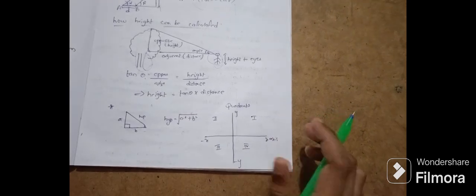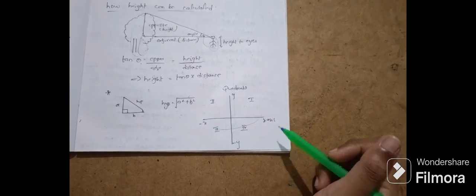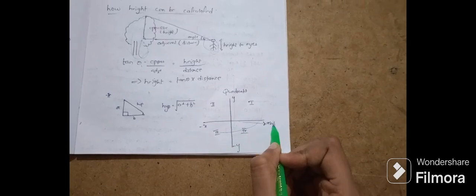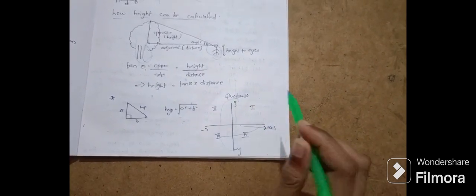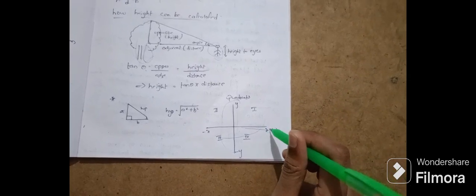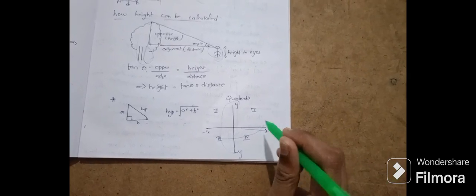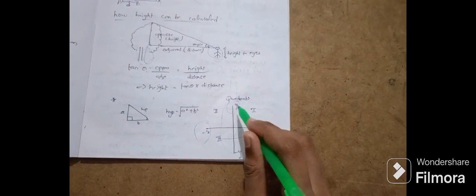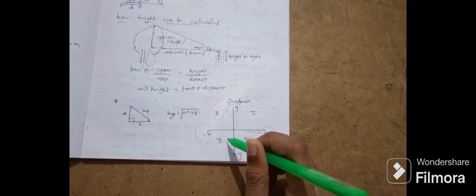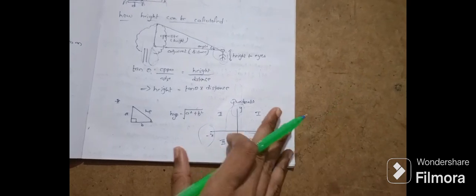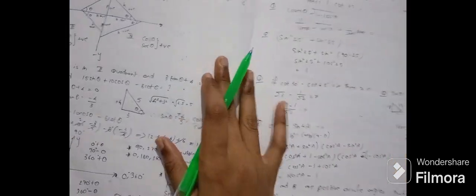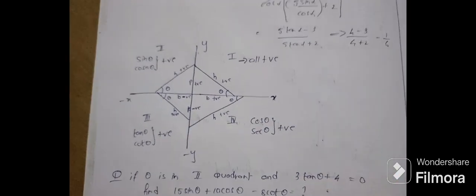Next, coming to quadrants, there are 4 quadrants for us in trigonometry. First we will get to know about the axes here. Here it is the positive x-axis, negative x-axis, positive y-axis, and negative y-axis. This is the first quadrant, this is the second quadrant, this is the third quadrant, and this is the fourth quadrant here. Let us get deeper into these quadrants.